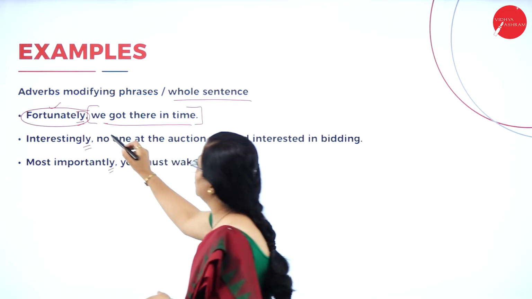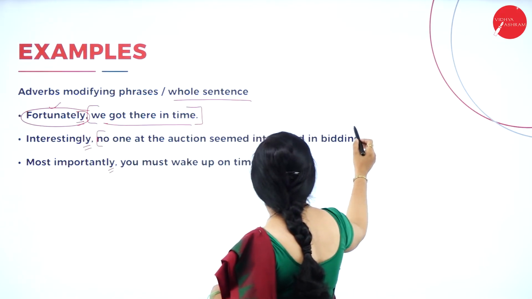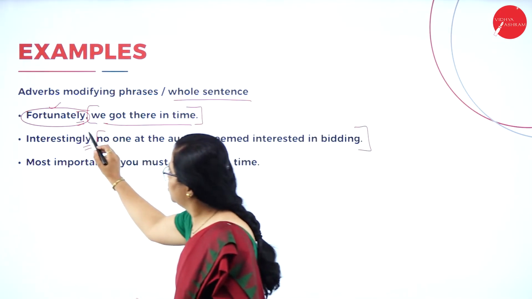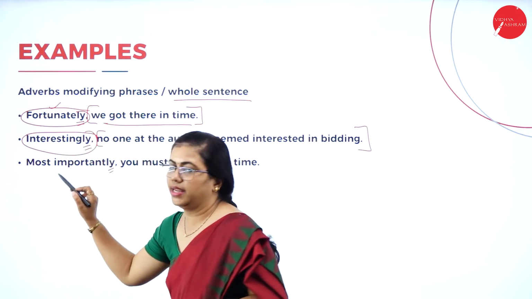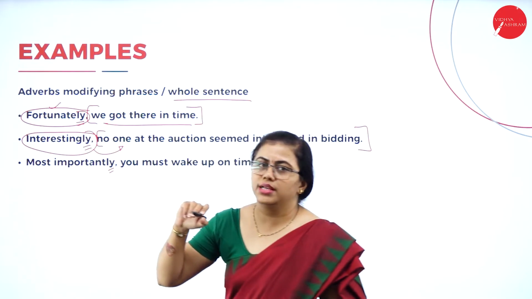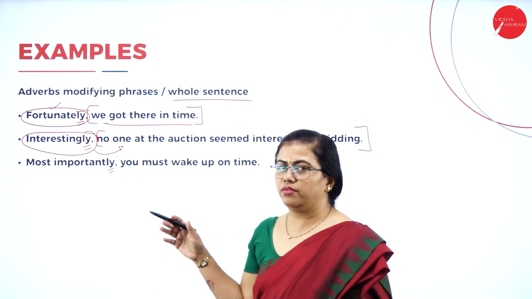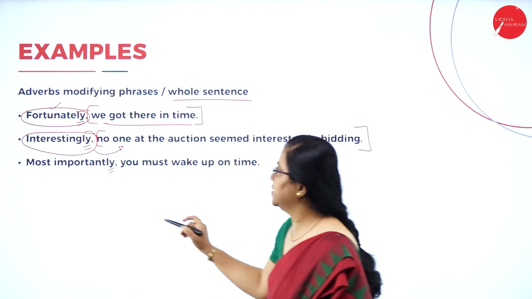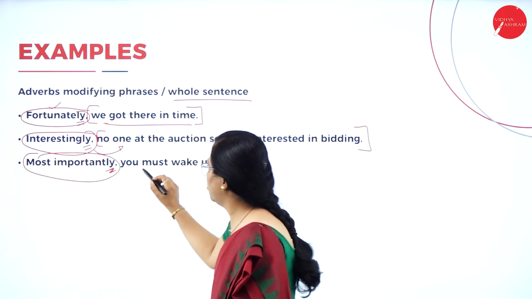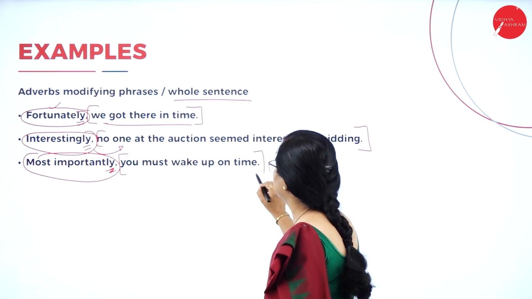Fine. So here also, no one at the auction seemed interested in bidding. This is the whole sentence there, and this word is actually explaining it, that is interestingly, which is an adverb. So this is explaining about the whole sentence. So the adverb is also modifying the whole sentence. Most importantly, again, this is also another adverb which is modifying the whole sentence.